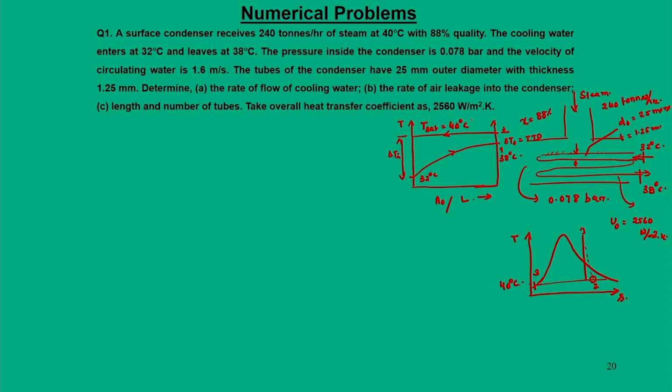Okay. So, these three diagrams will give you most of the information. Having drawn these diagrams, we will now be able to solve this particular problem. Let us see the first thing: x2 is given as 88%, that is 0.88. We also have data at 40 degree centigrade. We can calculate the value of HFG from the saturated temperature steam table.